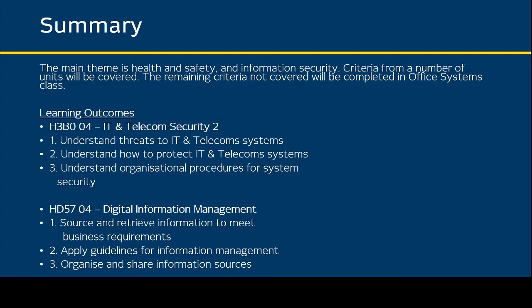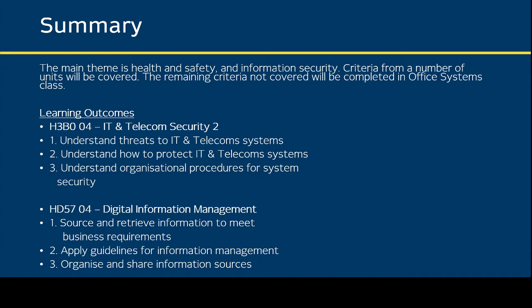So this isn't a unit per se, it's just the prerequisite criteria from 2 different units before you go to that Office Systems class. So that's what this unit's about. You're going to be doing criteria from 2 units, and I'm going to cover off the learning outcomes for those units. You're not going to be doing all of them, you're just going to be doing the points that we're going to cover during this video.